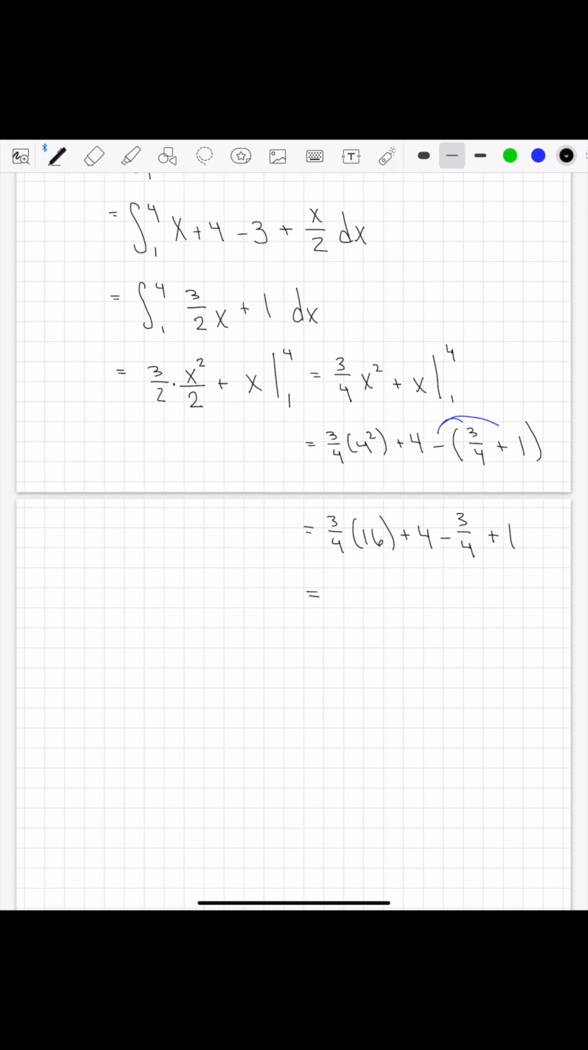So 3 times 16, that's 48 over 4. And then we have plus 5 minus 3/4. So this is going to become 48 divided by 4. That's actually just 12.